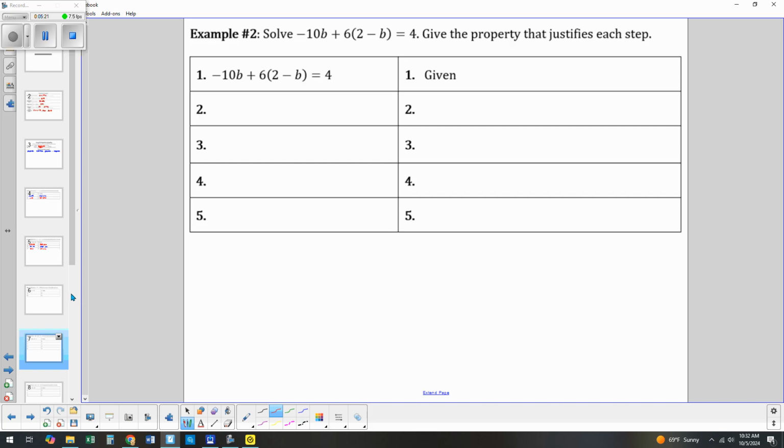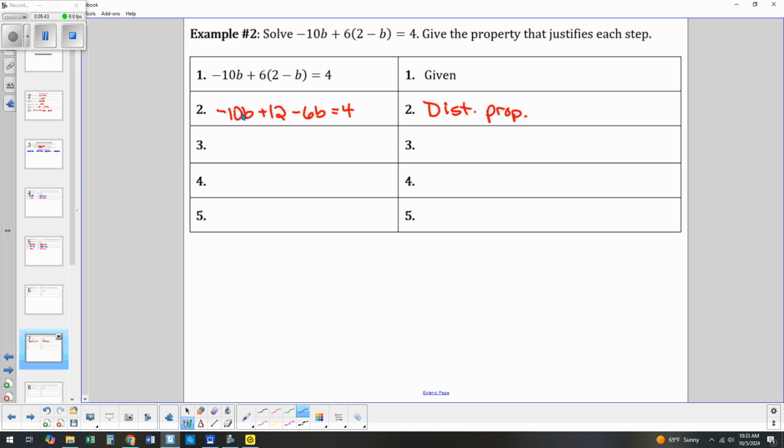So let's look at another example. This one's going to involve the distributive property. I'm going to start by just rewriting the negative 10b, and now I'm going to distribute this positive 6. So that's plus 12, and then minus 6b equals 4, and I'm going to say that I used distributive property.